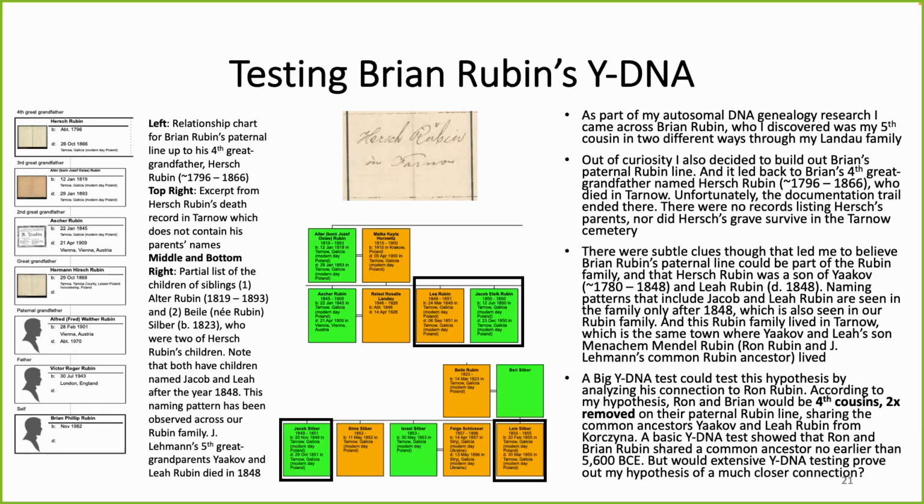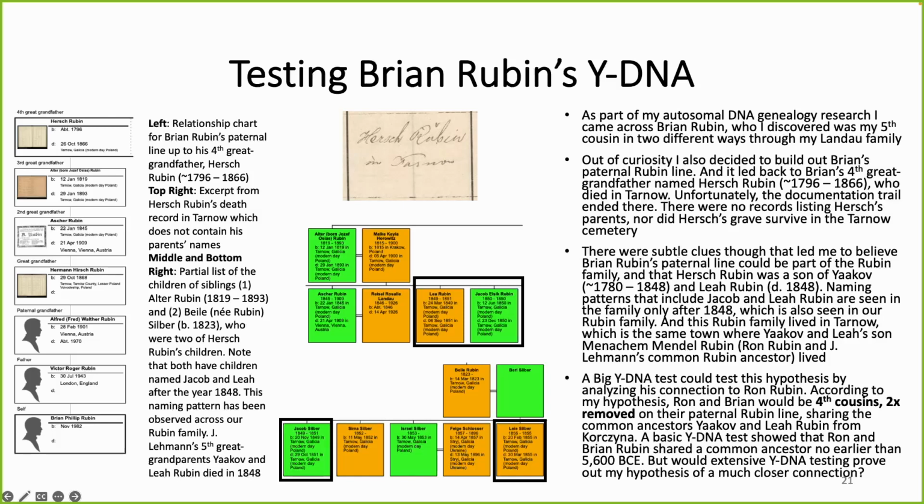Not even just the line that's Dave's line and Brian's line. I looked at adjacent lines and looked at what the names of descendants were. And that's where I saw something very striking, and I show it here in the middle. Two different children of Hirsch Rubin have children of their own named Leah and Jacob, starting right after 1848.